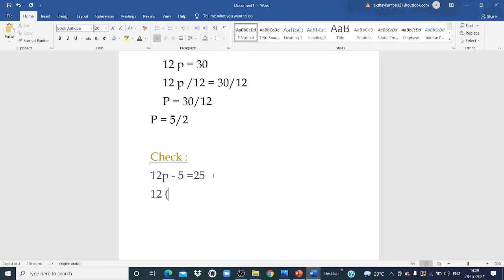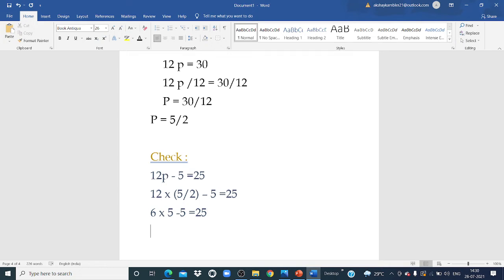How? 12 into bracket, what is the value of P? 5 divided by 2, minus 5 is equal to 25. Clear? So 12 into 5 by 2 minus 5 is equal to what? Right now there is nothing between them, it means it is a multiplication. So 12 into 5 by 2. 12 divided by 2, 6. 6 into 5, minus 5 is equal to 25.